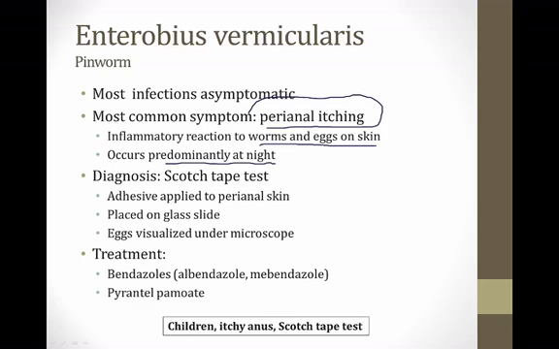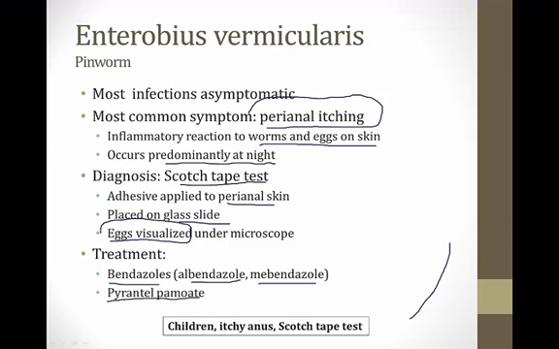There's a very unique test for pinworm. It's called the Scotch tape test. So you apply adhesive tape to the perianal skin and then you place it on a glass slide. And under the microscope, you can easily visualize the eggs. And this is one of the infections that you can treat with the bendazoles like albendazole and mebendazole. You can also treat it with pyrantel pamoate.